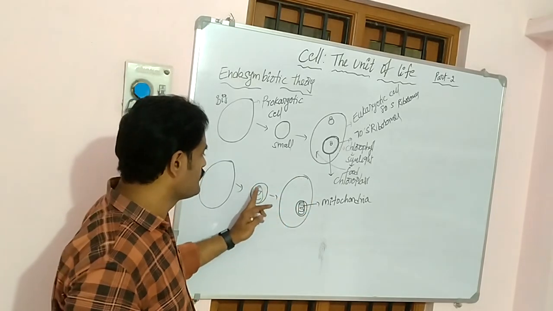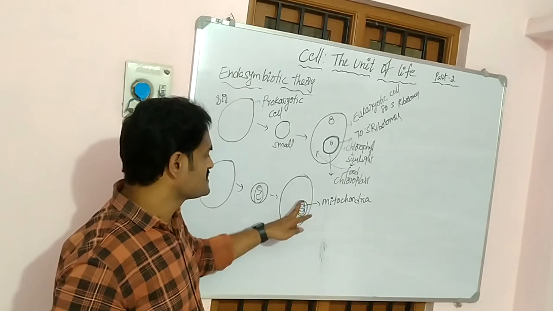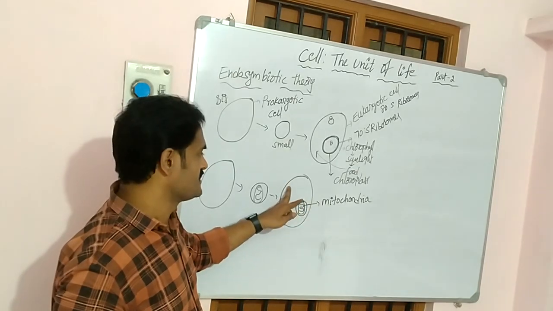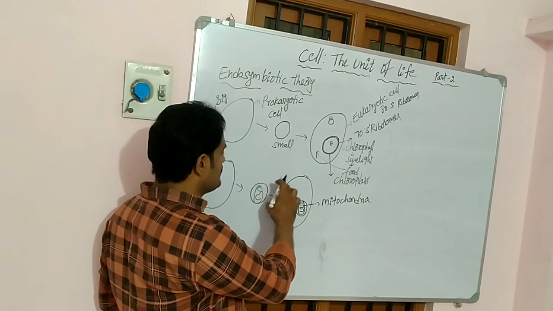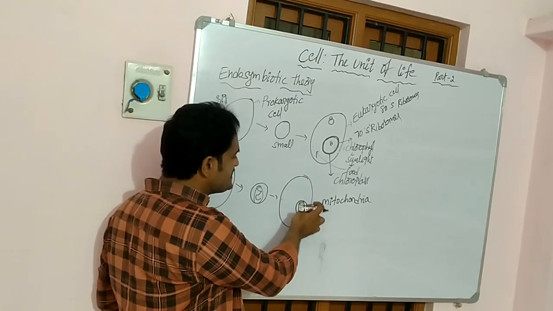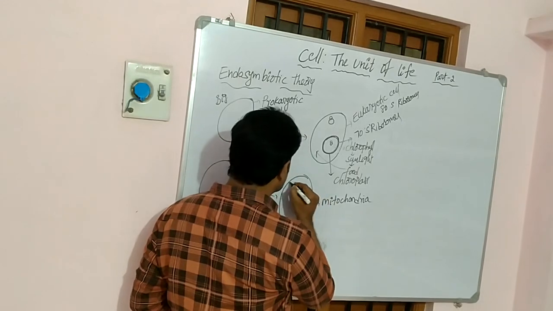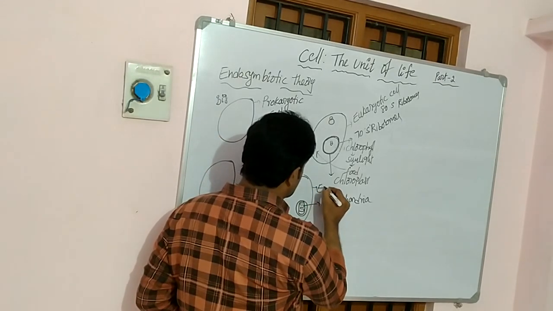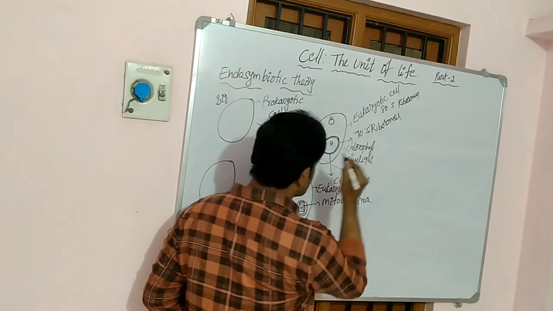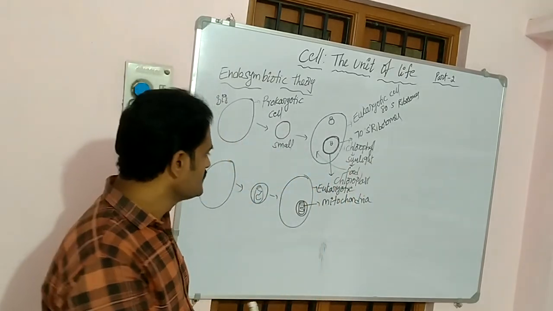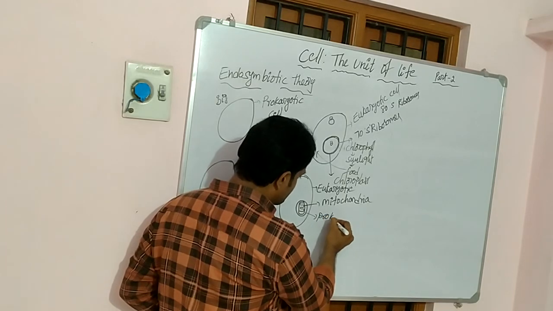Here also, in the same way, which cell commonly has membrane-bound cell organelles? Eukaryotes. So the prokaryotic cell which receives or eats the mitochondria cell then modifies into a eukaryotic cell. So here also, this is a eukaryotic cell, and this is a prokaryotic cell.